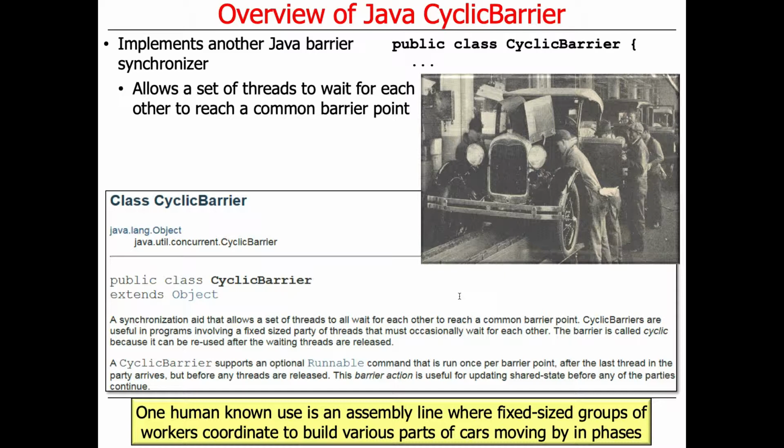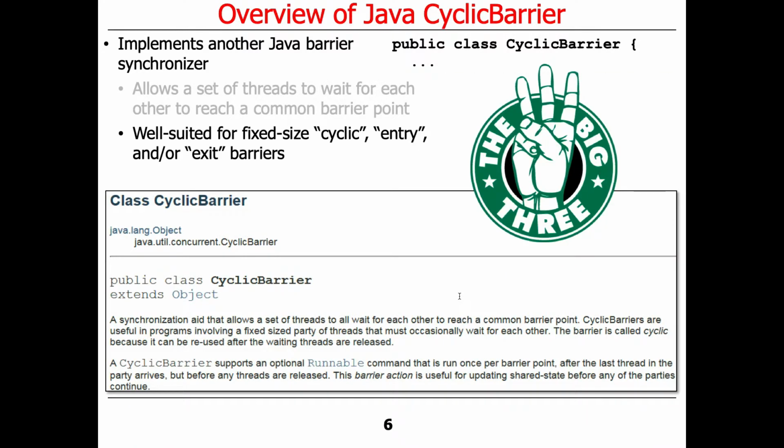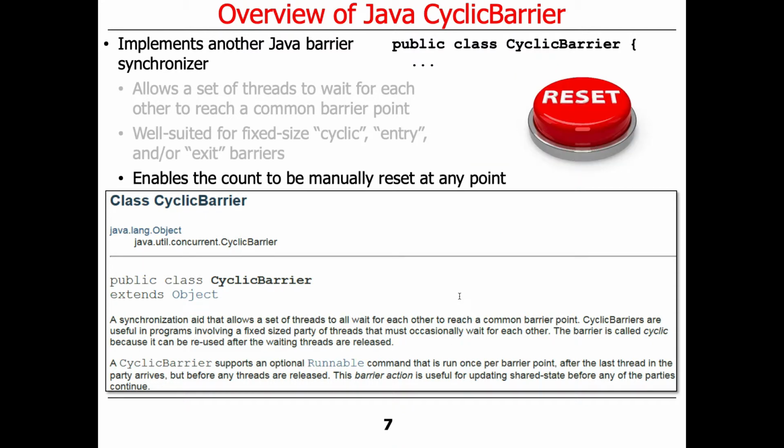So the example, as we talked about before, is the assembly line where fixed-sized groups of workers on a work team coordinate to build various parts of cars that are moving by in phases. One car per team. The team does a certain set of things on it. As I mentioned before, this works for fixed size, cyclic, entry, and/or exit barriers.